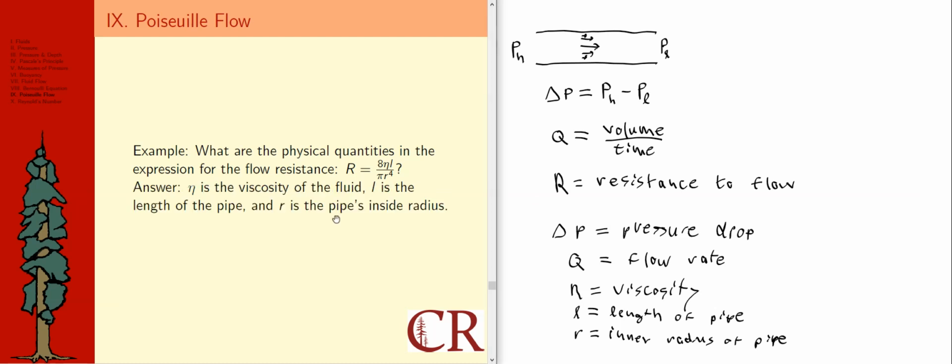So those three things I've added in here for that formula really comprise an answer to this question. We can go and look at this here. It says, indeed, eta is the viscosity of the fluid, L is the length of the pipe, and R is the pipe's inside radius.